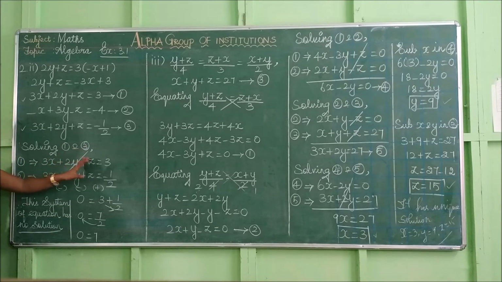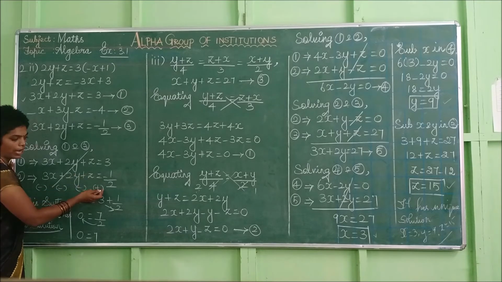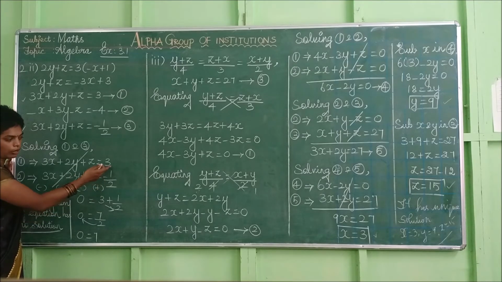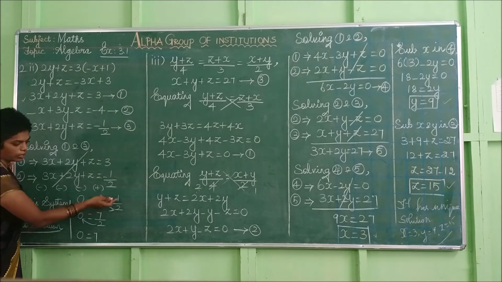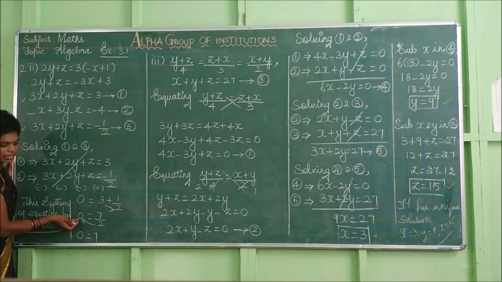So, solving 1 and 3, write the first equation: 3x plus 2y plus z is equal to 3. And 3x plus 2y plus z is equal to minus 1 by 2. Now change the sign. So 3x gets cancelled, 2y gets cancelled, z gets cancelled. After changing the sign, negative into positive, you have to add those terms. So 3 plus 1 by 2, cross multiply: 3 twos are 6, 6 plus 1 is 7, 7 by 2. You change this denominator to this side, so 0 into 2 is 0 again, which is equal to 7.